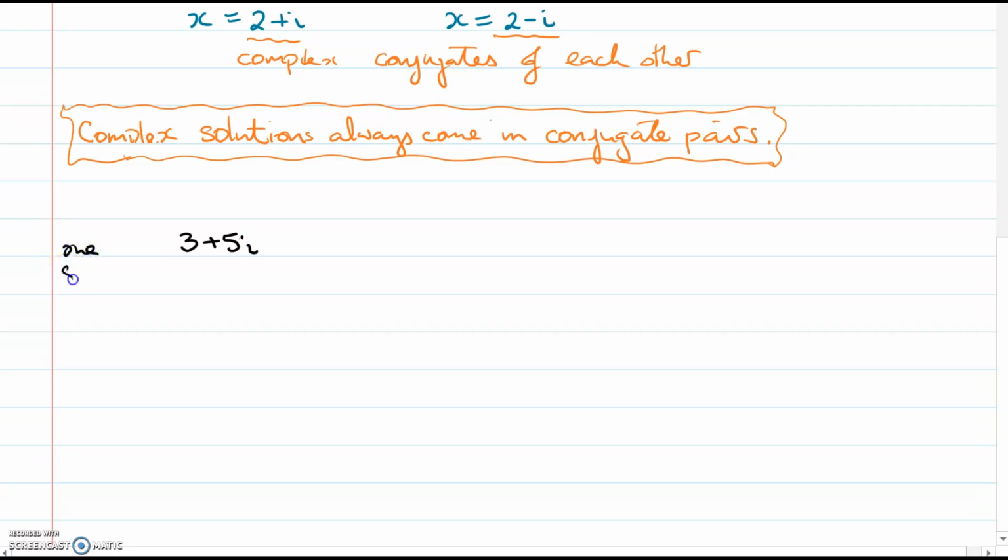So if that's one solution, could you tell me what the other solution will be? Well, this is a complex number because there is an i in it, so this is a complex solution. They always come in conjugate pairs. So if 3 plus 5i is a solution, then 3 minus 5i is also a solution. 3 plus 5i is a solution, 3 minus 5i is a solution.